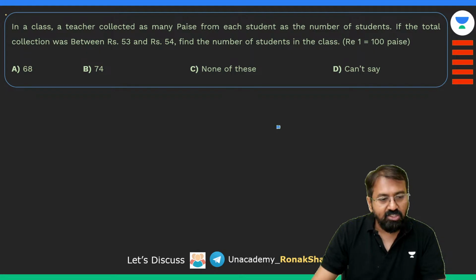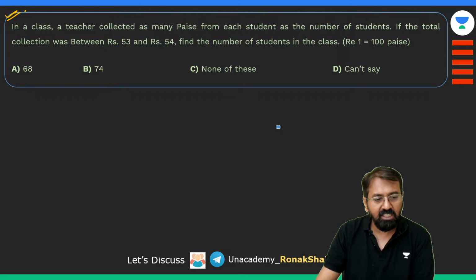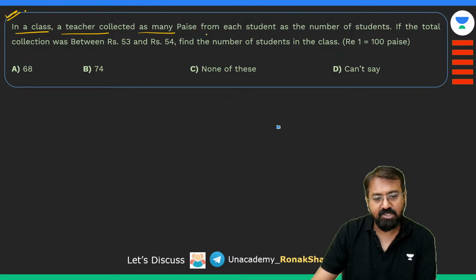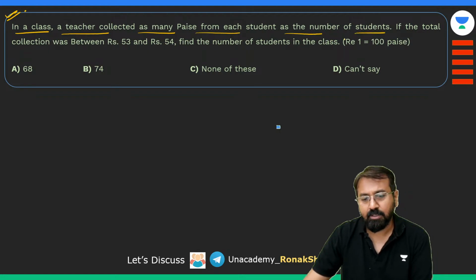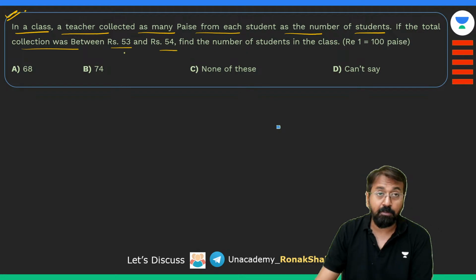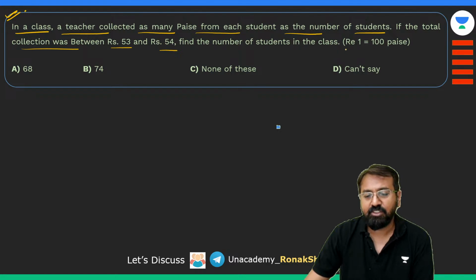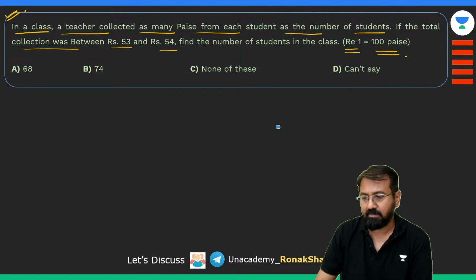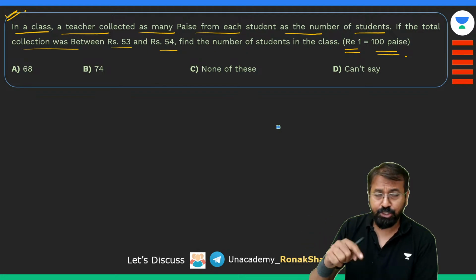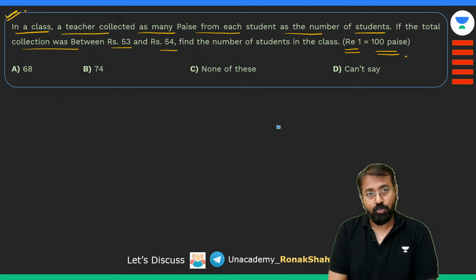Now guys, can you answer this question? Everyone, please try for this. In a class, a teacher collected as many paise from each student as the number of students. If the total collection was between rupees 53 and 54, find the number of students in the class, and it is known that 1 rupee is 100 paisa. Guys, whatever we have discussed up till now, you need to apply those concepts here to solve this question.